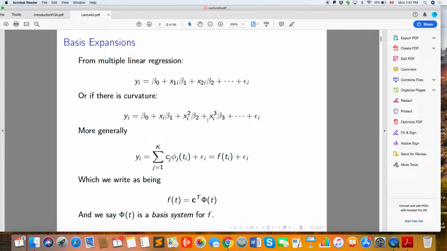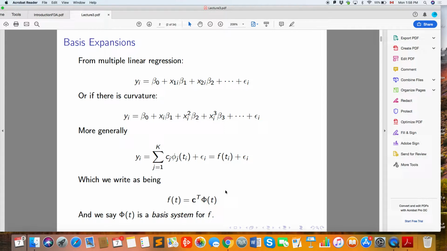More generally, when we want to capture a more complex trend, we can write this function as a linear combination of some basis functions. So here, we write f of t as a linear function of these basis functions, where phi j of t are some basis functions, and cj is the coefficient of these basis functions. Then we can choose some powerful basis functions phi j, and we are able to capture any nonlinear trend f of t.